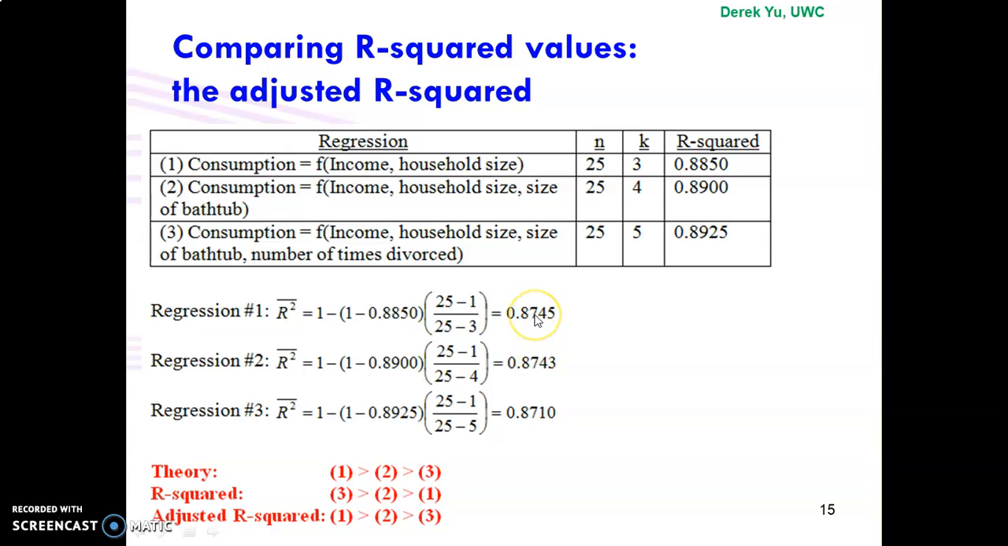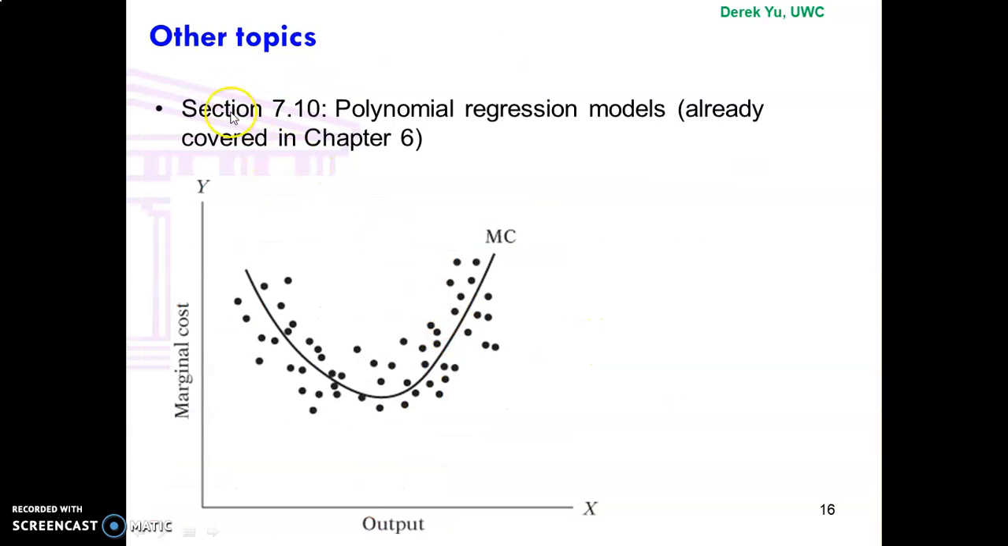Okay, so at the end, adjusted R square is the highest in the first regression, followed by the second regression, and finally the third regression is the worst one. Then don't you notice that the conclusion derived by using adjusted R square conforms with economic theoretical thinking? And then in session 7.10, there is a short session on polynomial regression models.